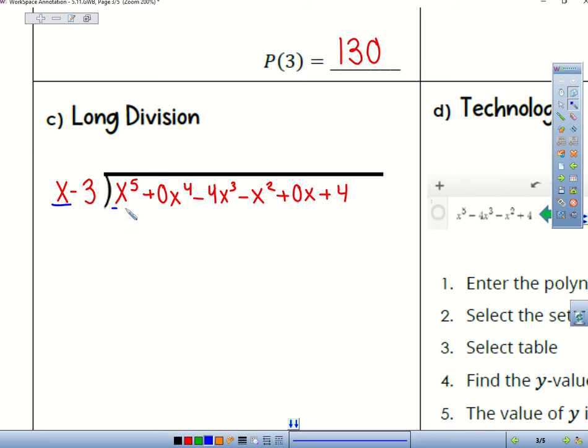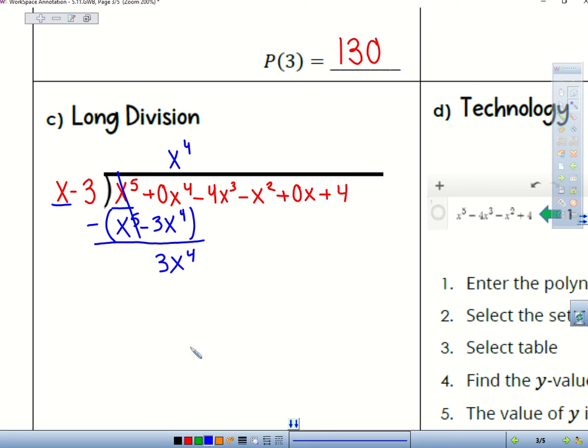So what would we multiply x by to get to x to the 5th? X fourth. Multiply this times this. We get x to the 5th minus 3x to the 4th. When we do long division, we don't add, we subtract. What always happens to those first terms? Cancel out. When we subtract a negative, it becomes? Positive. Good. So this is 3x to the 4th, because 0 plus 3 is just 3. Now we do what?